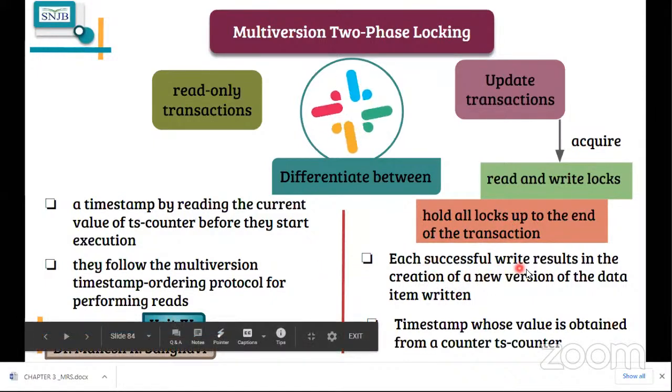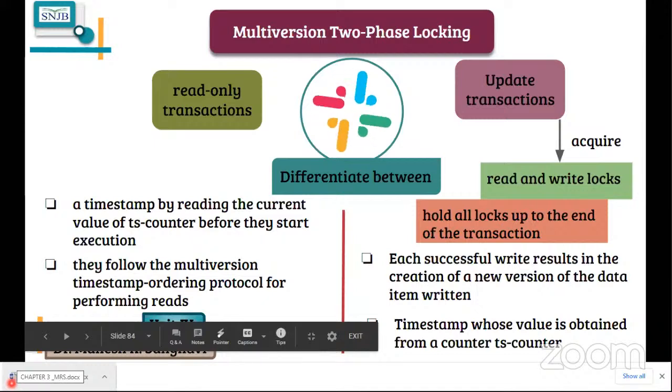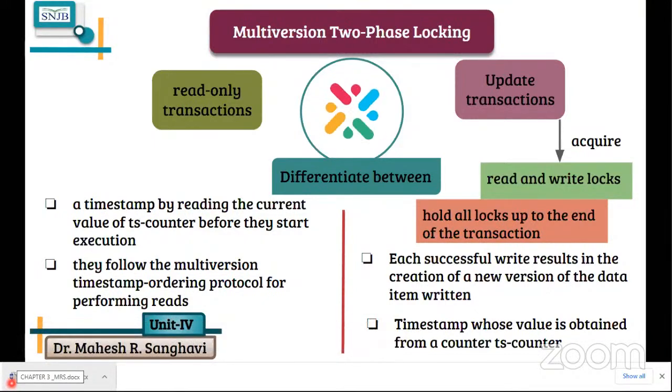Each successful write results in the creation of a new version of the data item written, naturally, with a timestamp whose value is obtained from the counter TS, that is counter. Now you need to understand कि ये timestamp कैसे आएगा. Timestamp दो तरीके से आता है दोस्तों. एक तो आपका जो क्लॉक रहेगा उससे डायरेक्टली आएगा, या फिर एक काउंटर असाइन किया जाएगा, उस काउंटर के थ्रू भी ये आ सकता है. So this you need to work out.